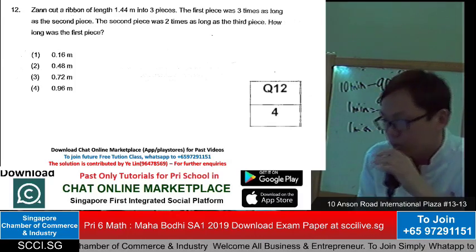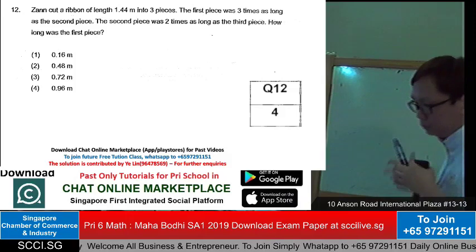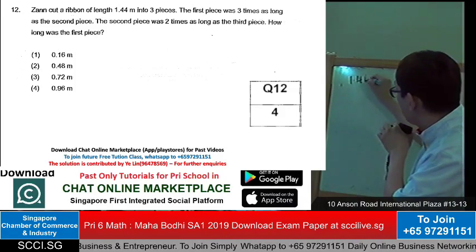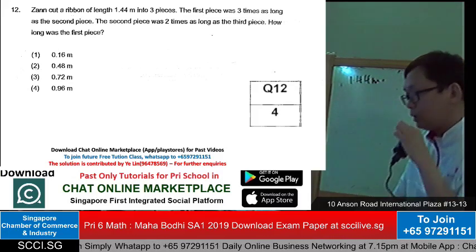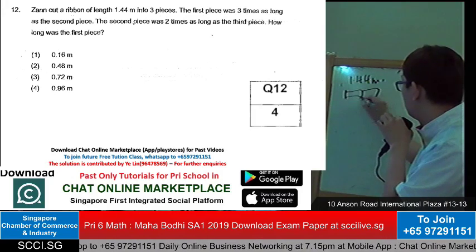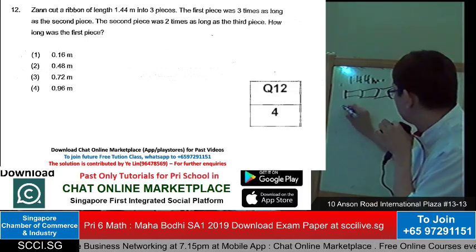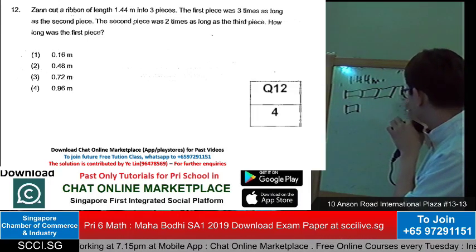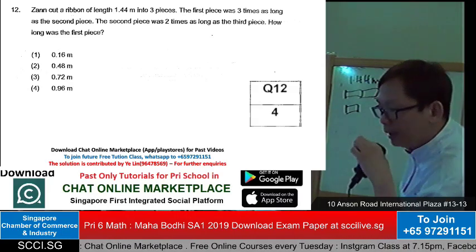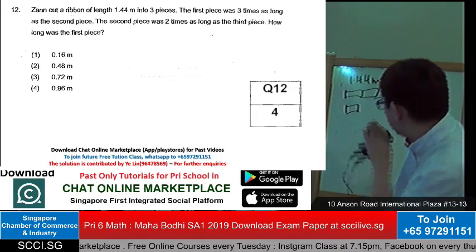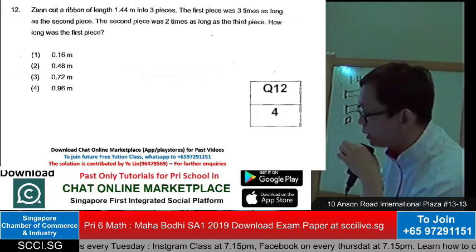So the ribbon was cut into 3 pieces, 1.44 meters in total. The first piece was 3 times as long as the second piece, so the first piece has 3 units compared to the second piece. And the second piece was 2 times as long as the third piece, twice as long.